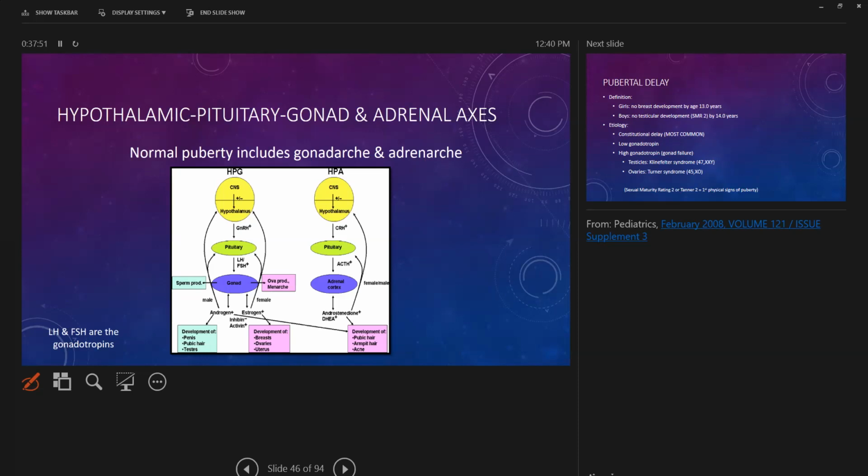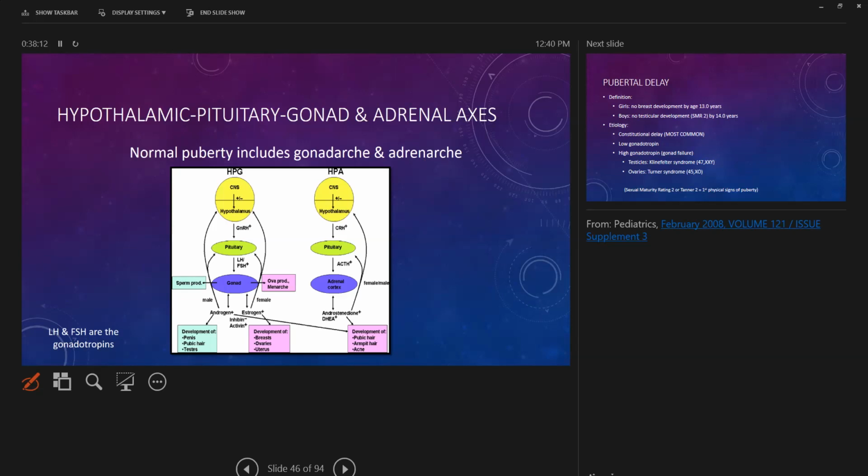So here we go again with another feedback loop. I mean, these are just boom, boom, boom. You just can't get away from them. So here's the hypothalamus, right? This is the hypothalamic pituitary gonadal complex, right? So let's try to walk through this.